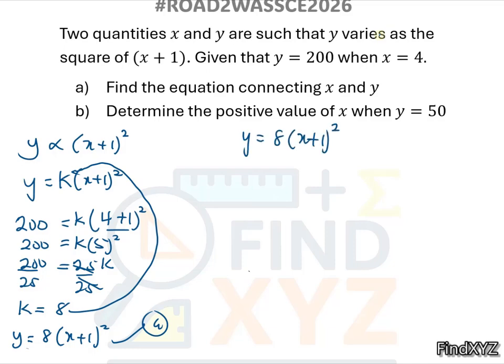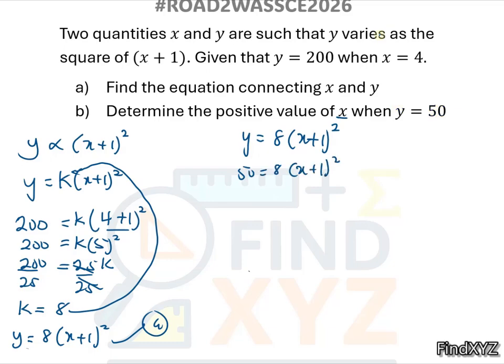Then the second part, we have been asked to determine the positive value, keyword positive value, of x when y is 50. The reason is that you realize that we have a square there. It means that it is a quadratic equation. So we are going to get two possible values. However, we've been tasked to find the positive value. So we are going to focus on the positive aspect. So let's substitute in y. What is y? y is 50. So 50 is equal to 8 into bracket x plus 1 all squared.